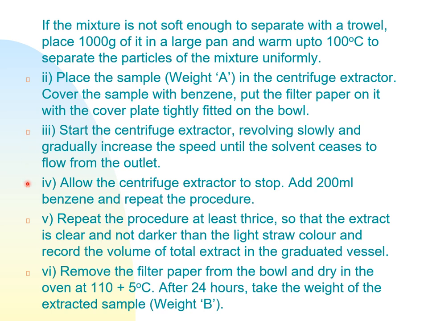Allow the centrifuge extractor to stop. Add 200 ml benzene and repeat the procedure. Repeat the procedure at least thrice so that the extract is clear and not darker than a light straw color, and record the volume of total extract in the graduated vessel. Remove the filter paper and the bowl and dry in the oven at 110 plus or minus 5 degrees Celsius. After 24 hours, take the weight of the extracted sample, that is weight B.